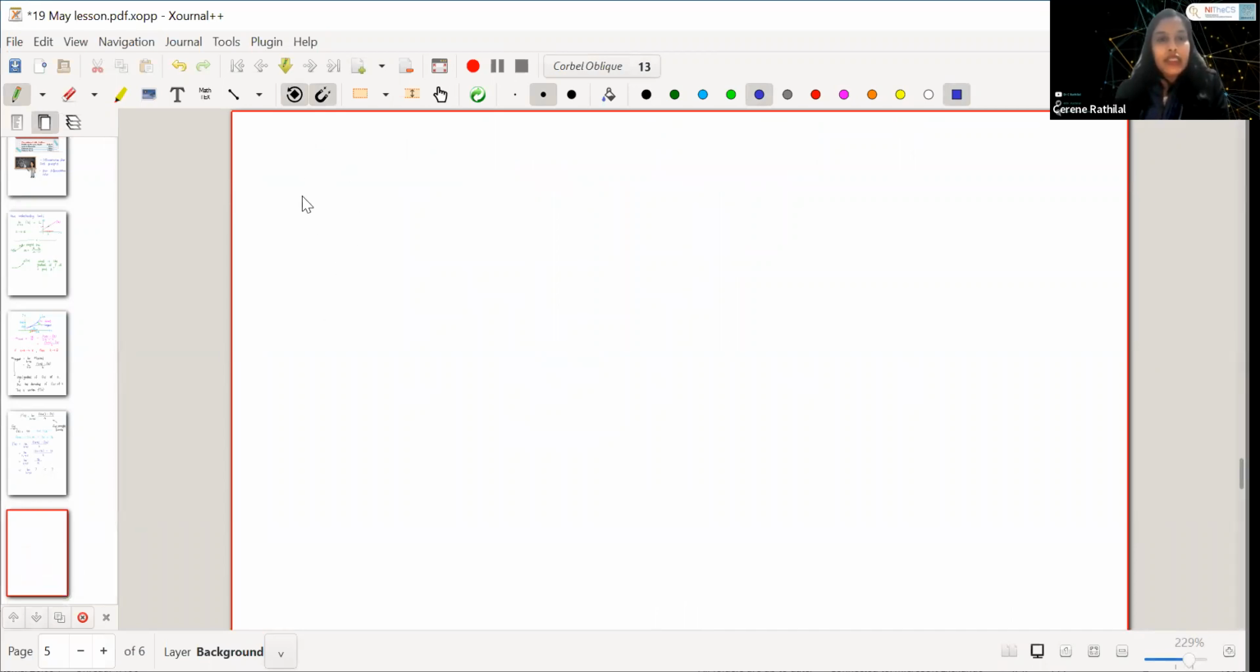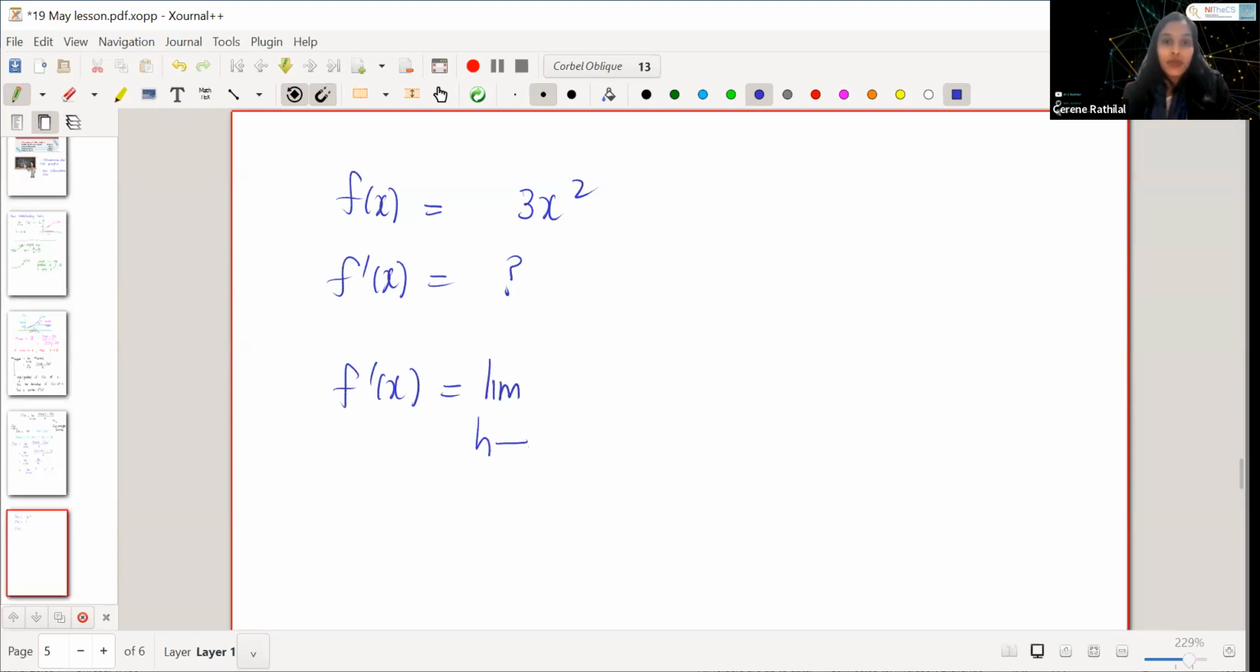Let's look at f of x equals, let's go with 3x squared. So this is my function, and I want to find out what is f prime of x, and of course, from first principles, right? We need to calculate. So we know that f prime of x is equal to the limit as h approaches 0 of f of x plus h minus f of x, divided by h.